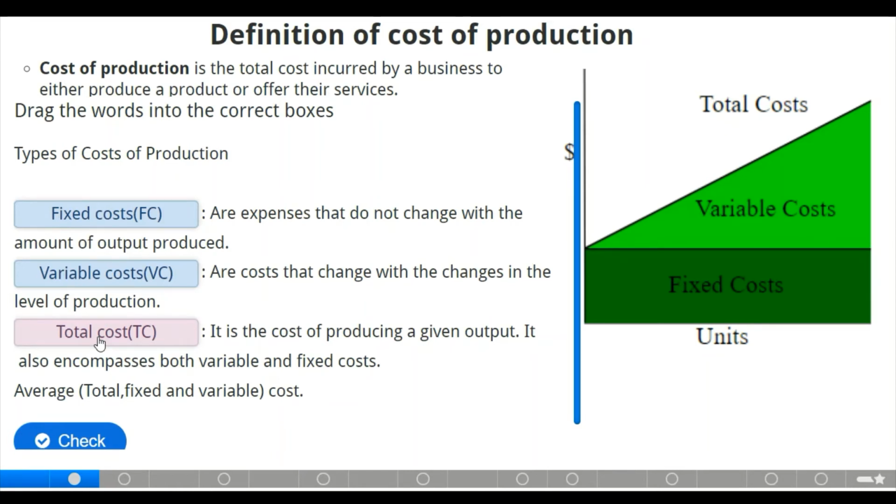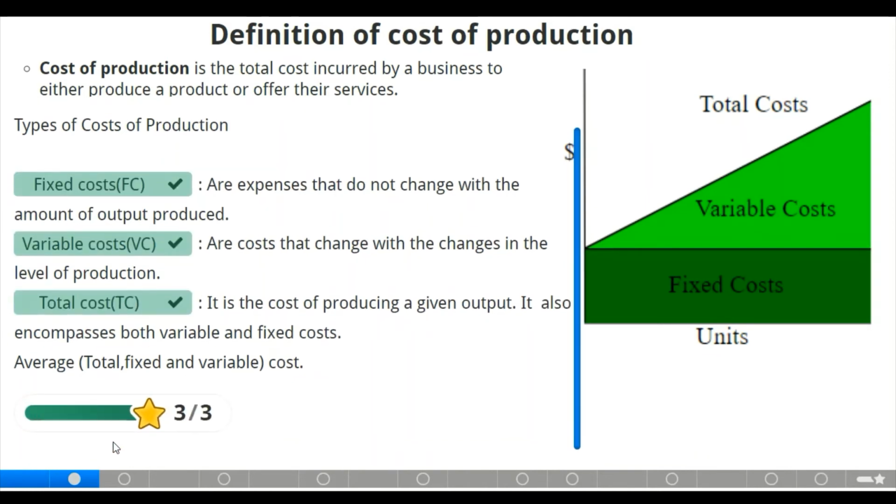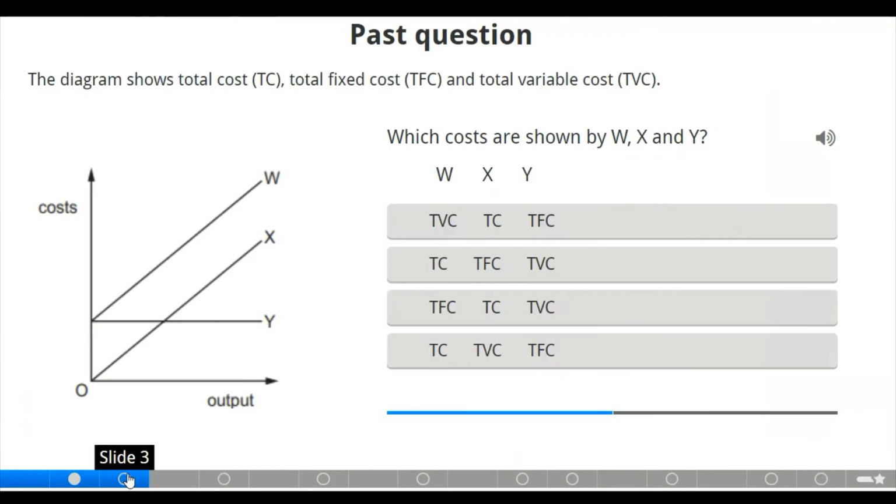And we also have the average total cost, average fixed cost, and at the same time you have average variable cost. Now let us check. We are correct. Now let's move to the next slide.